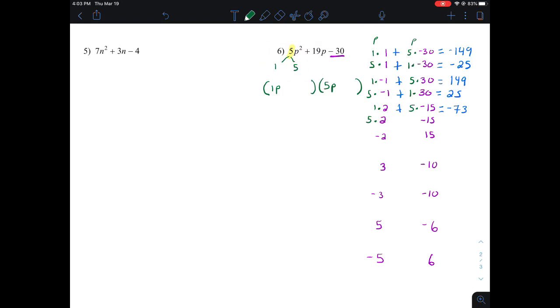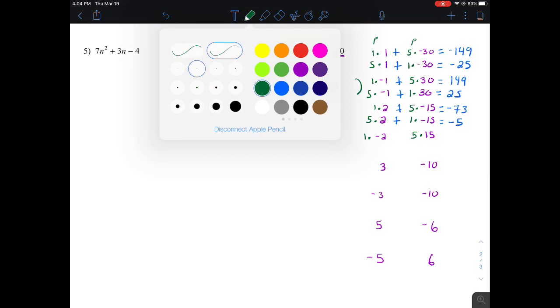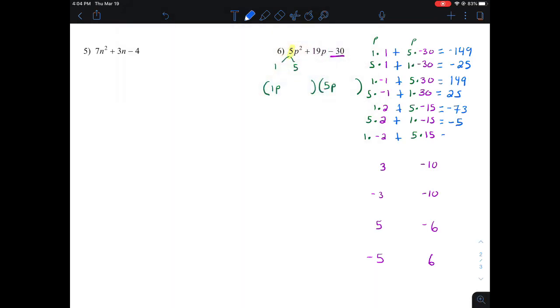Multiply the 2 by 5 this time, negative 15 by 1, and we'll add them together this time and see. 5 times 2 is 10. 1 times negative 15 is negative 15. I add those together, I get negative 5. Nope, that wasn't it. All right, well, let's see what happens if the 2 is negative and the 15 is positive this time. So multiply the negative 2 by 1 and the 15 by 5. We add together, we get positive 73. Nope, that didn't work.